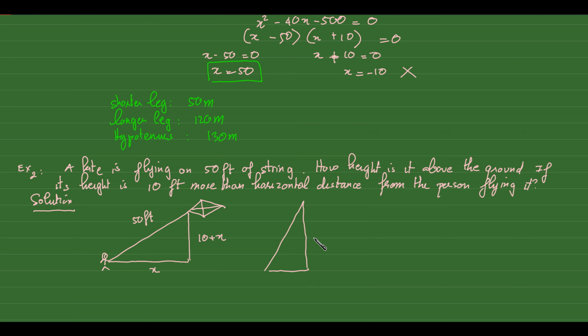Alright, so it will be 10 plus x here, and over here will be x, right? Is that correct? Oh no. How high is it? Let me erase it. So you have to read carefully. How high is it above the ground if its height is 10 feet more than the horizontal distance? It should be that, because it's 10 feet more than the horizontal distance. All right, and 10 feet more.